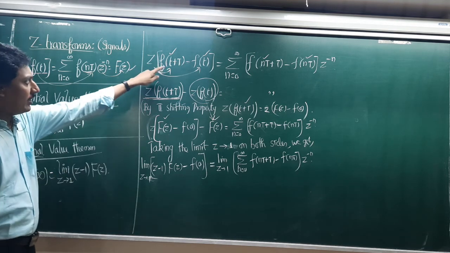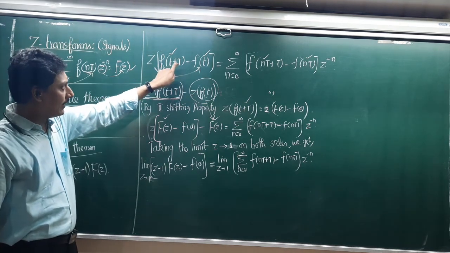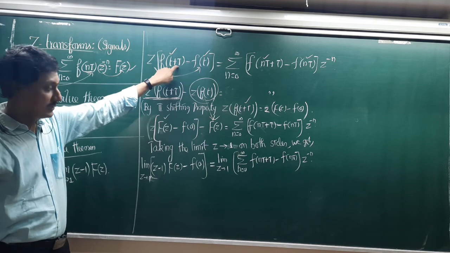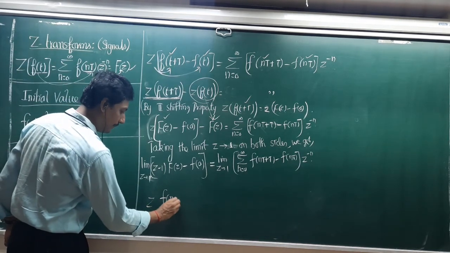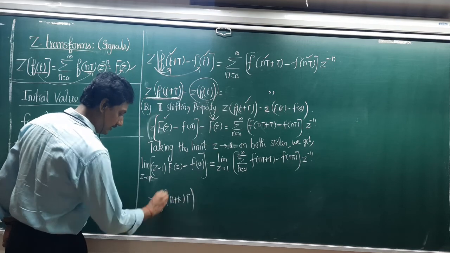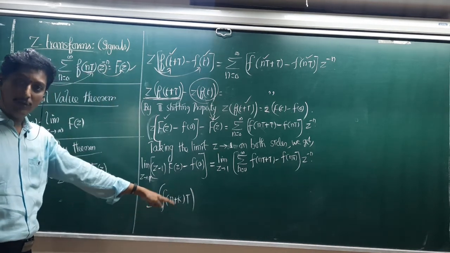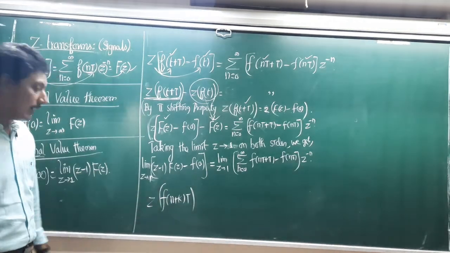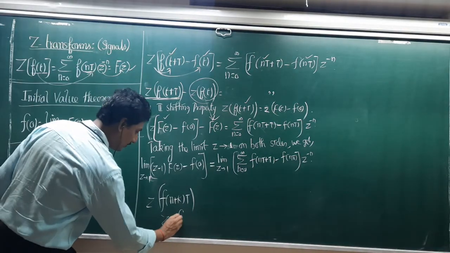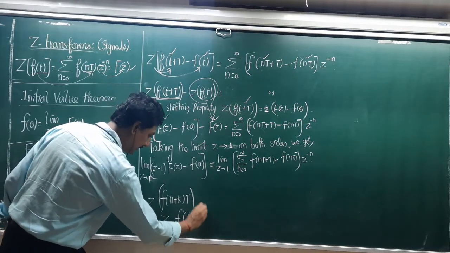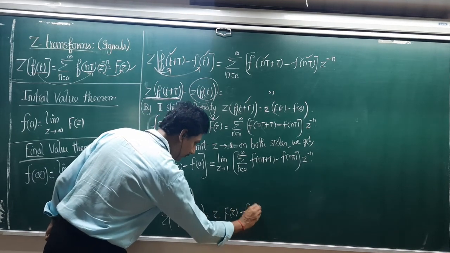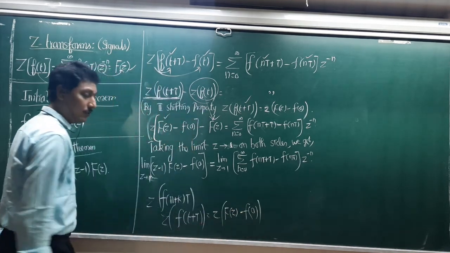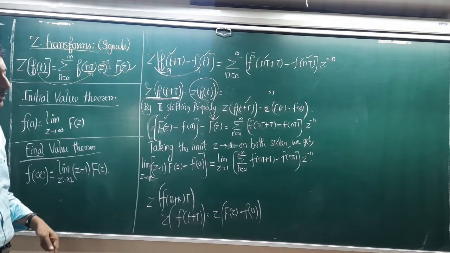So I start from f of t plus T, where k equal to 1, because we already know the shifting property. What is the Z transform of f of n plus k into T? When k equal to 1, we get the second shifting property. That is nothing but the Z transform of f of t plus capital T is equal to z into F of z minus f of 0. With the help of this result only I am going to derive the final value theorem.